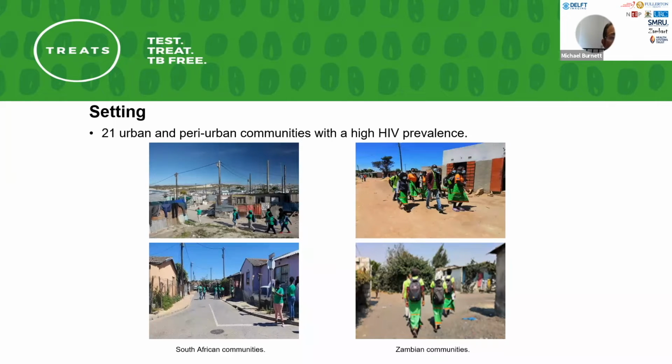So the setting is the 21 urban and peri-urban communities with a high HIV prevalence. These are just some pictures of the types of communities in which the work was conducted, with the South African communities on the left and the Zambian communities on the right. Next slide.